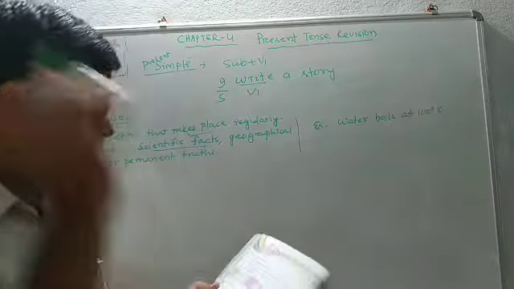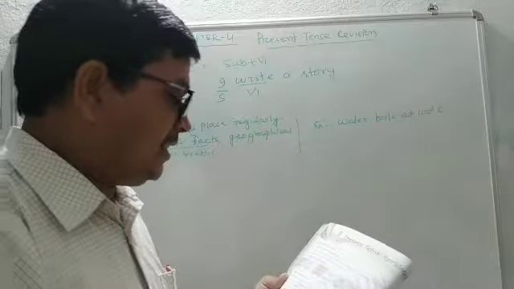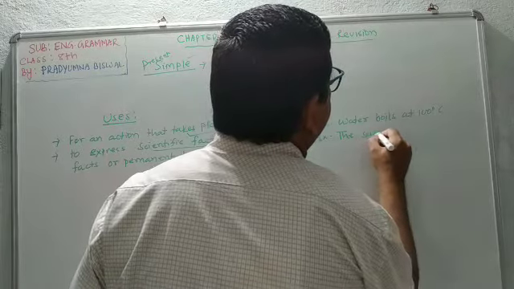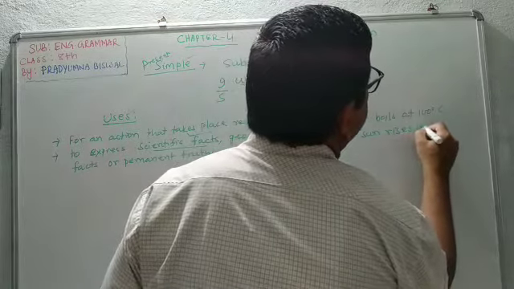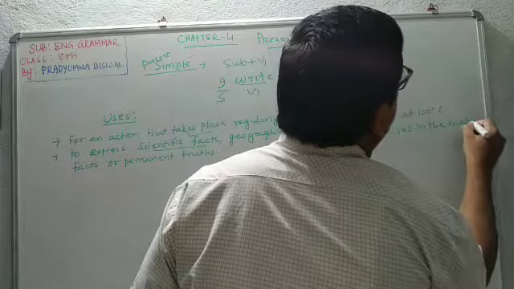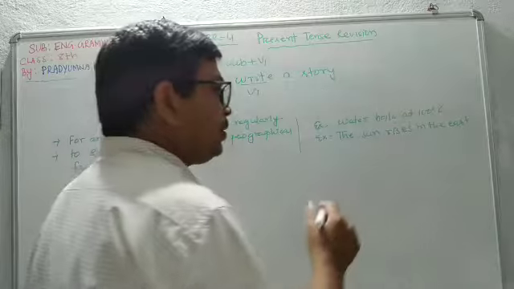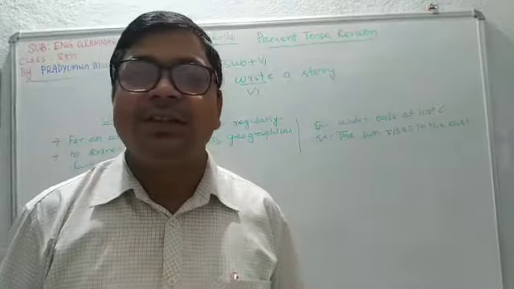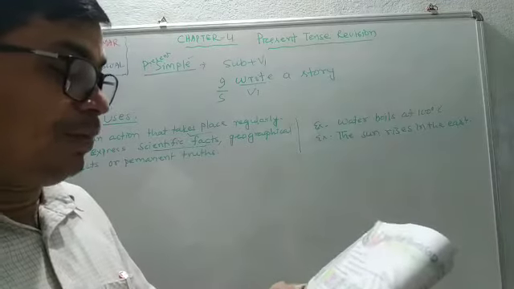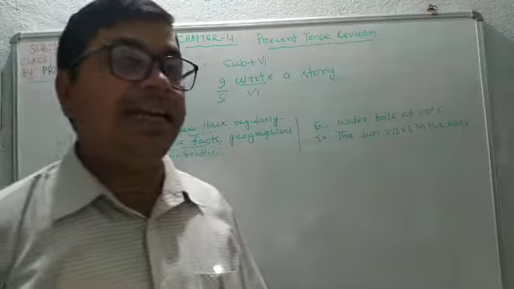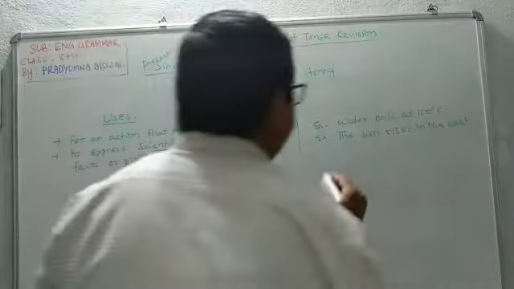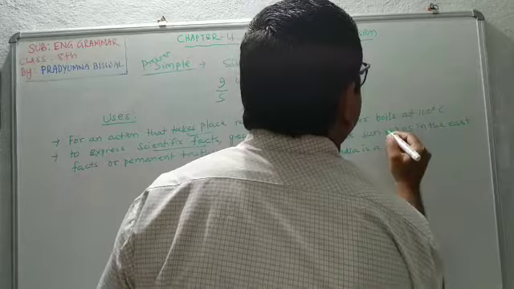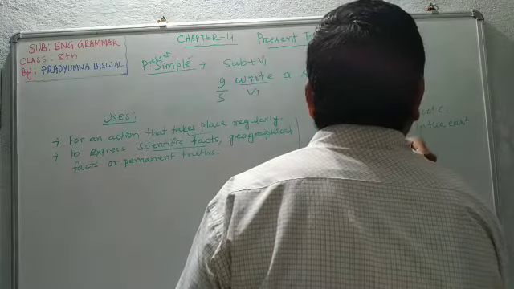Thereafter, geographical facts. The sun rises in the east. This is a fact of geography, a geographical fact. The sun never rises in the west or north or south. So it is also a geographical fact. For permanent truth: India is a country of great diversity.